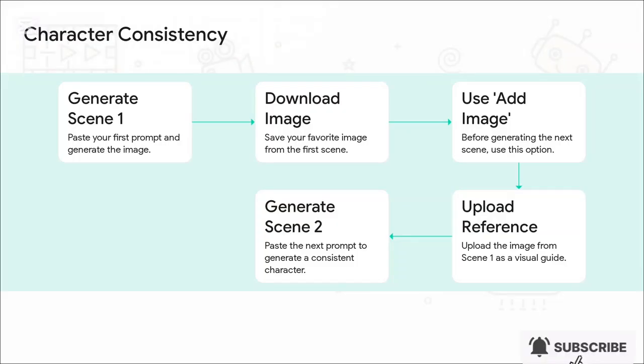And here is the trick. It's so clever. You generate your first scene, right? And you download the image you like the best. Then, for every single scene after that, you upload that first image as a reference. The AI will literally look at that reference picture while it's creating the new image, making sure your character's face, their clothes, and their style all stay consistent. It's a total game changer.